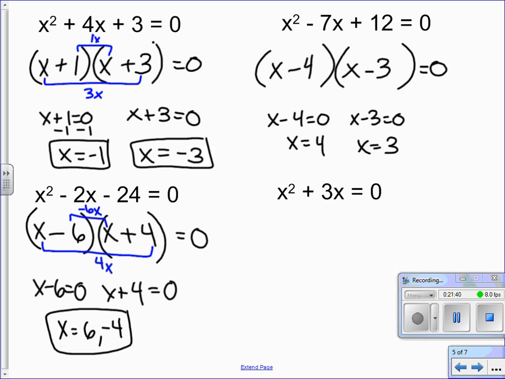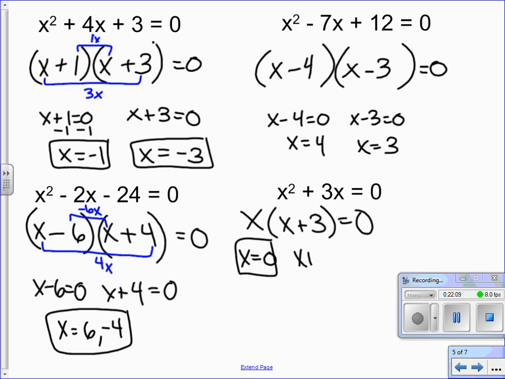So CR says, don't they both have x? Can't I take x out of both of them? Sure. X times x plus 3. Is that x squared plus 3x when you redistribute? It certainly is. Set both of your factors equal to 0. So one of them is x equals 0. Don't have to do any solving. X plus 3 equals 0, so x equals negative 3. Done.